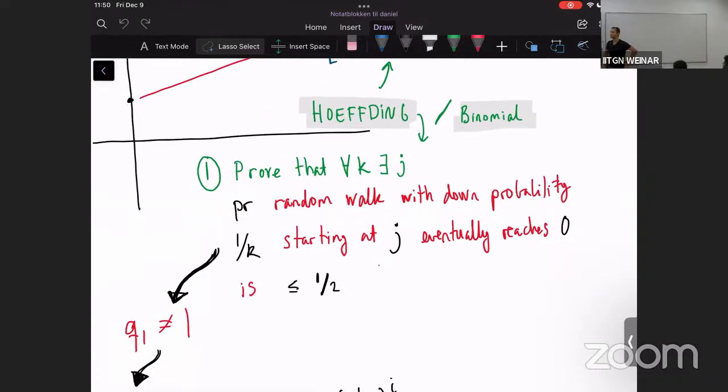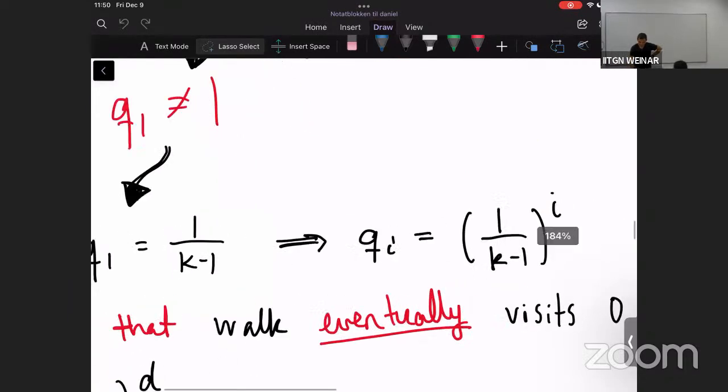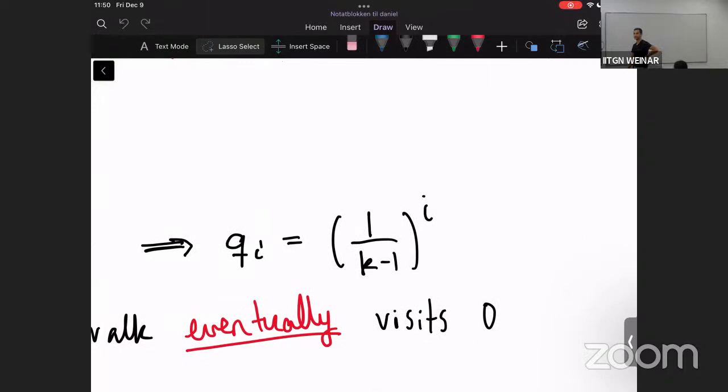Why is that? Exactly. If there is a Qi which is less than half, then it's not 1. If Q1 was 1, then Qi would be 1 for every i. But if we now show that there is a j so that Qj is at most 1/2, then Q1 isn't 1. So therefore, Q1 is 1 over (k minus 1), and Qi is 1 over (k minus 1) to the i.